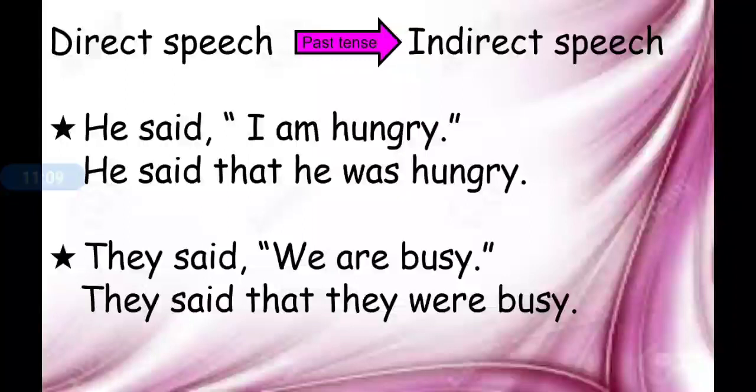Now, let us see a few examples of how to convert direct speech into indirect speech if the reporting verb is in the past tense. He said, I am hungry. What is the reporting verb here? Said. So now whatever sentence is inside the quotation marks, I have to change it into past tense. So he said that he was hungry. Am is in the present tense, whereas we are changing it into past tense. He said that he was hungry.